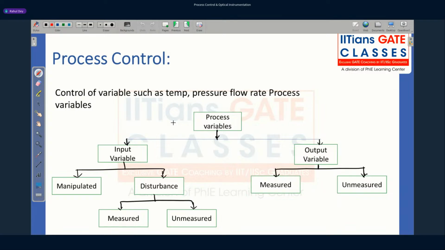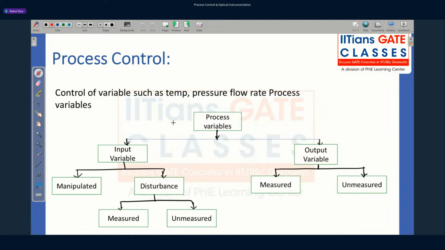So the first question I would like to ask you is, what do we mean by process control? What do you mean by process control? What do we mean by process? First, let me ask that. What do we mean by process? Anyone want to say what is a process?